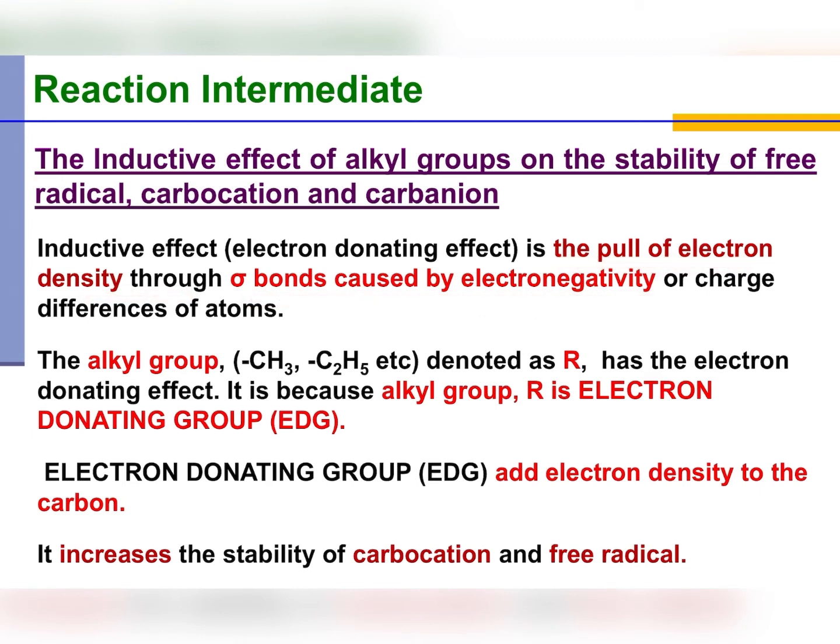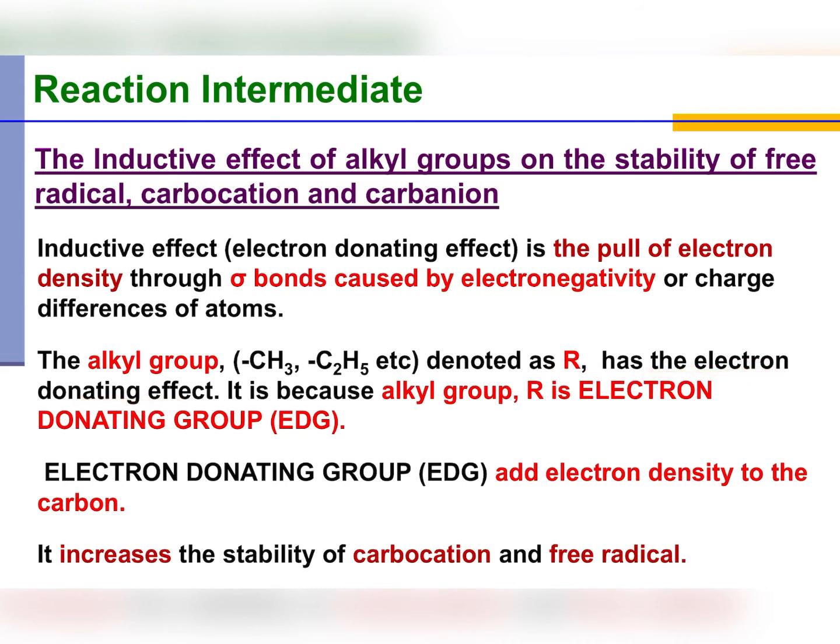Inductive effect adalah pull of electron density through sigma bond caused by electronegativity or charge difference of atoms. Okay, maksudnya bila ada different electronegativity of atoms, elektron tu akan bergerak dalam sigma bond. So pergerakan elektron tu lah yang kita panggil inductive effect. Okay, kalau atas ni dia kata inductive effect of alkyl group. So kita nak tengok alkyl group ni apa sifat dia. Okay, alkyl group, for example CH3, C2H5. Okay, tak kisahlah kiranya carbon, 3 carbon ke 5 carbon ke, itu adalah alkyl group, okay, denoted as R, has the electron donating effect.